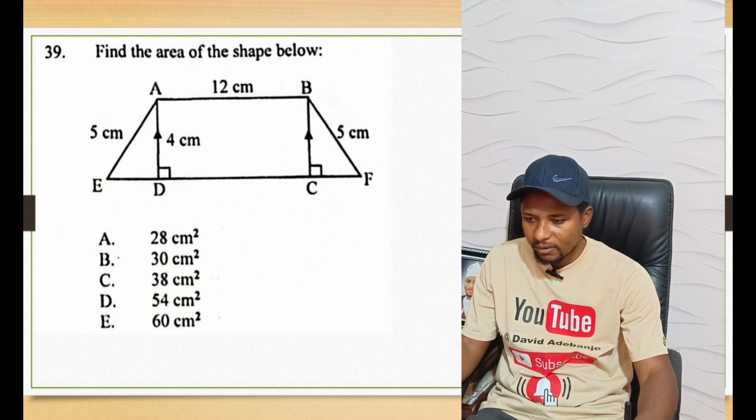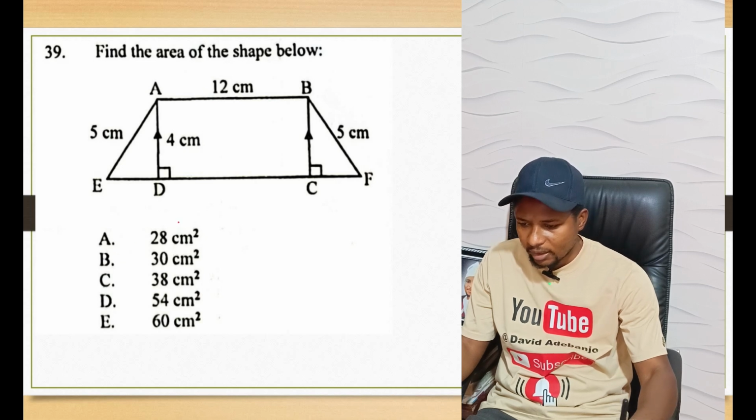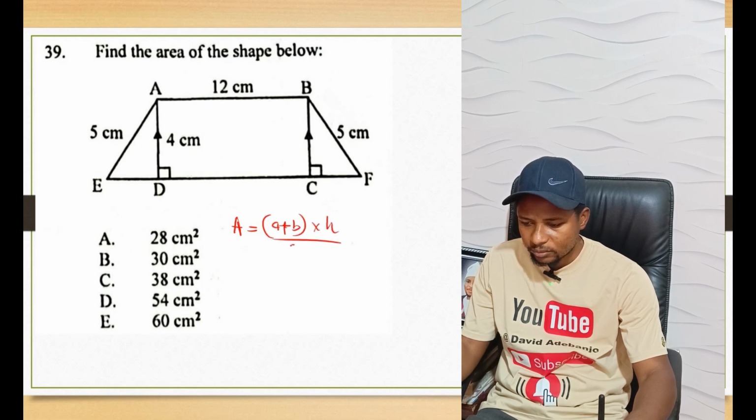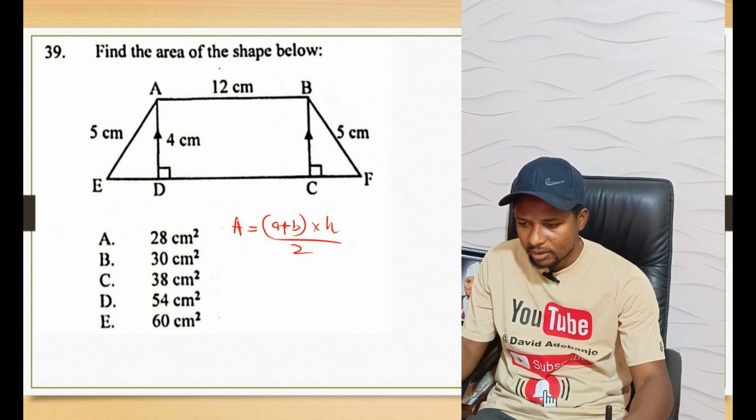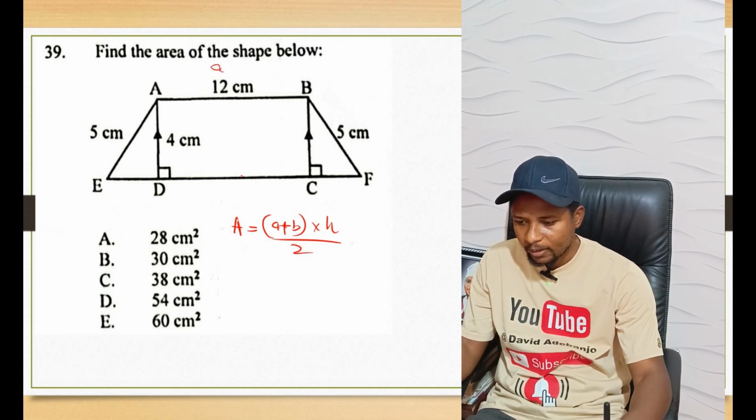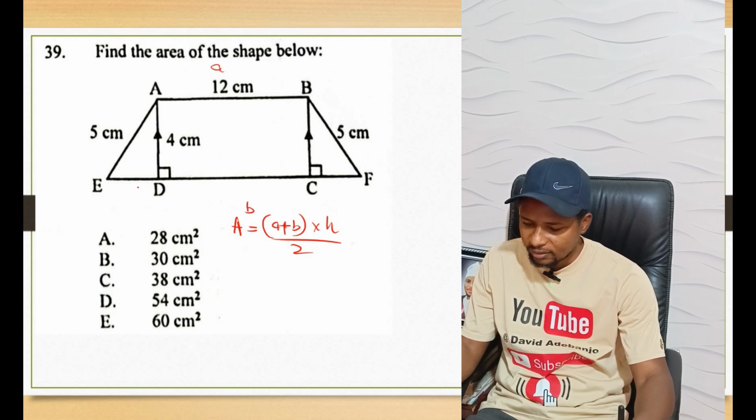Moving on to 39. Find the area of the shape below. The shape below is a trapezium. And the area of a trapezium is (A plus B) times the height over 2. What are the A plus B? The two parallel sides.